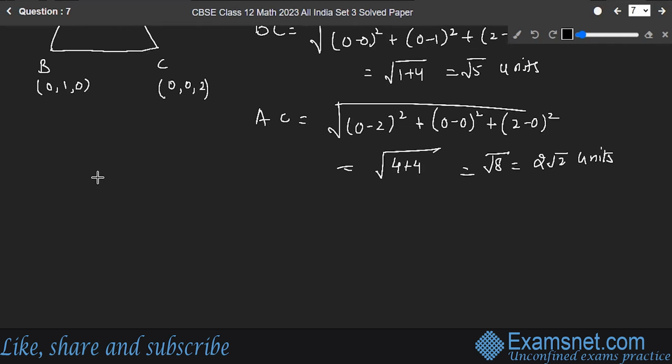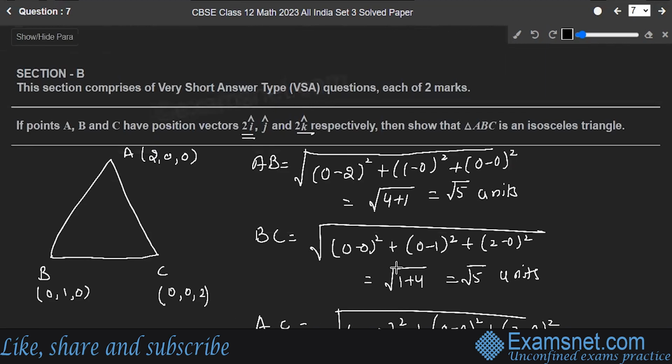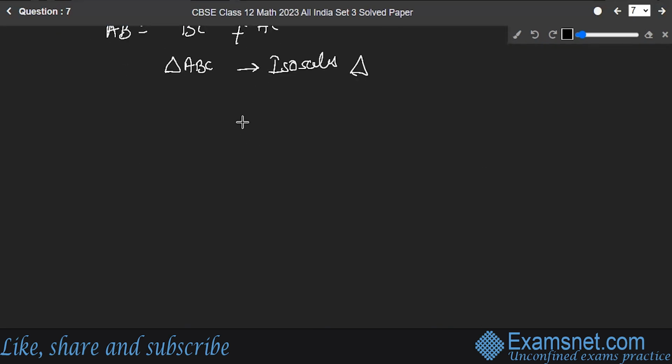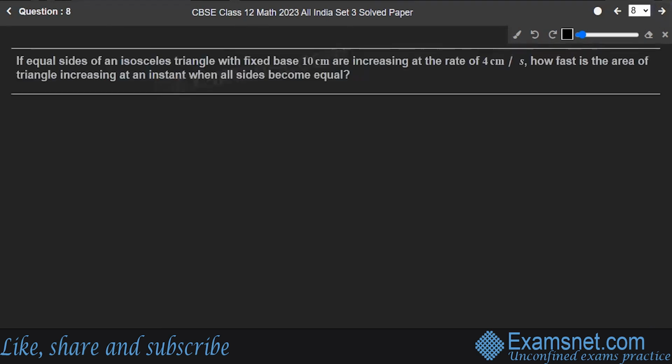Now clearly you have AB is equal to BC, not equal to AC. Therefore, the triangle ABC is an isosceles triangle. All right. This is what you needed to prove in the question, hence proved. Right, hope you understood that. Let's move to the next question, number 8.